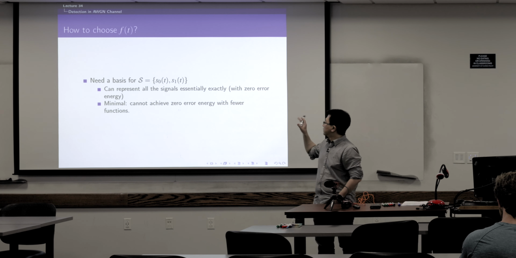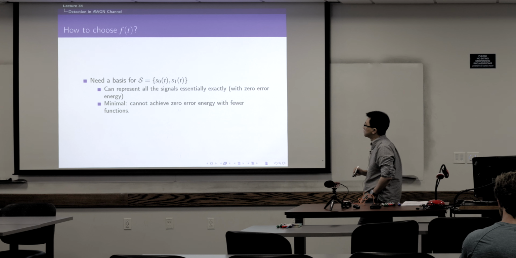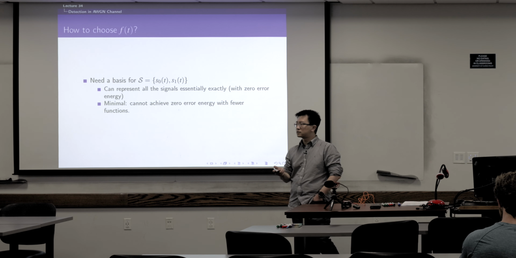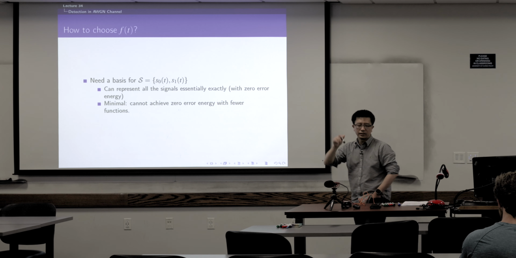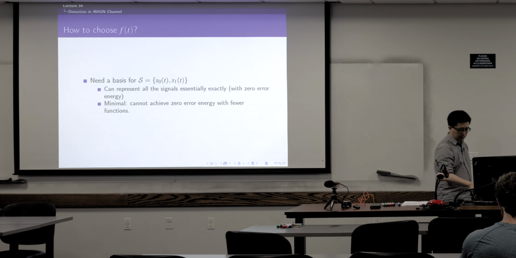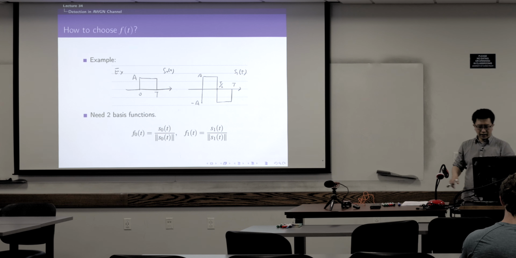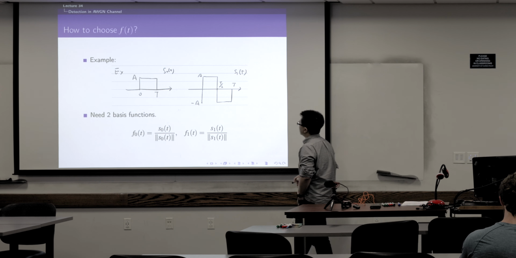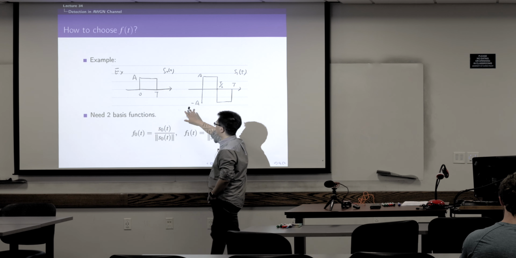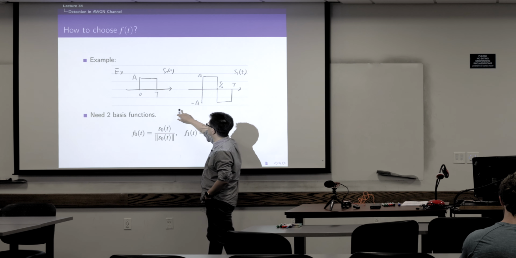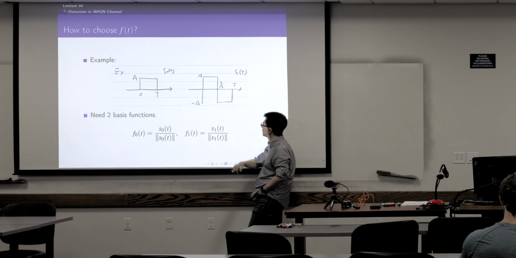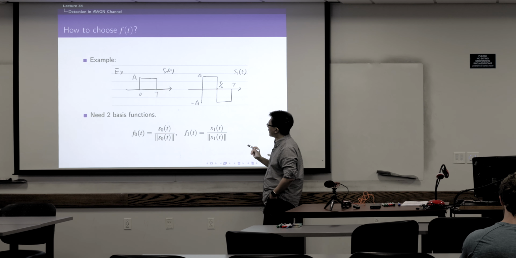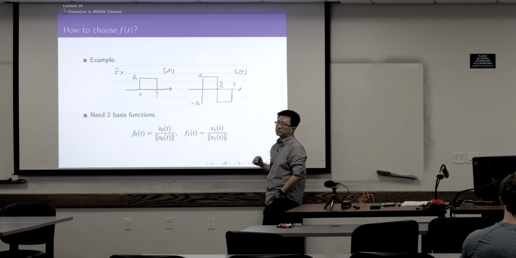Basically, it means that we cannot achieve zero error energy with fewer functions. For example, in the case of the antipodal signal, one basis is enough. But in some cases, one basis may not be enough; we may need more than one. Here's an example we gave in class. Consider this waveform of S0 of t and this waveform of S1 of t. We can show that we need two bases, so one basis is not enough.